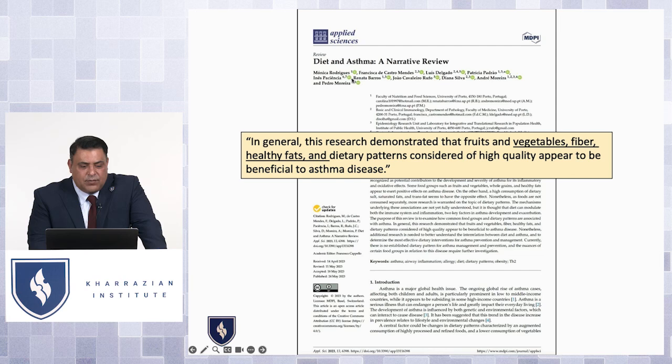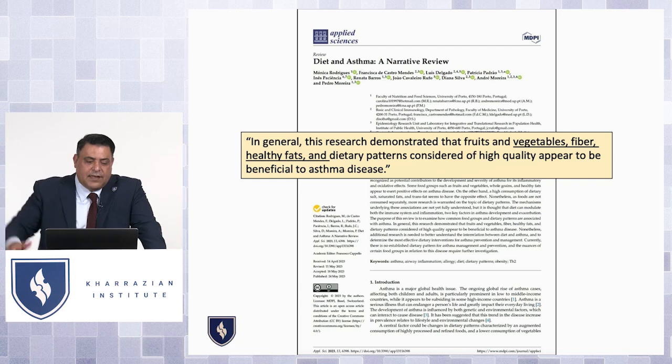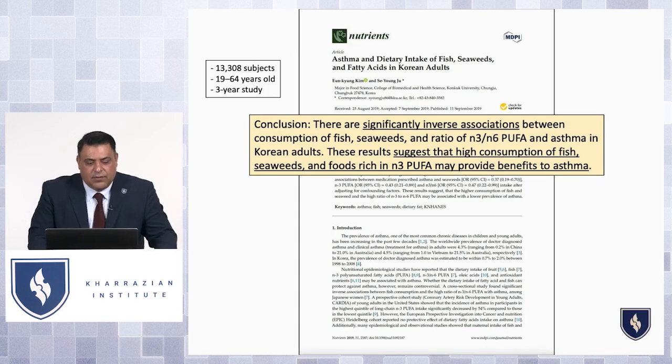Now, this was a paper called Diet and Asthma Narrative Review. They went to the literature and looked at various dietary factors, and in general, researchers found fruits, vegetables, fiber, and healthy fats in dietary patterns considered high quality appear to be beneficial to asthma. Meaning the amount of research on how healthy fats, vegetables, and fibers impact asthma is of really high quality, and they should be considered when you look at treatment strategies.